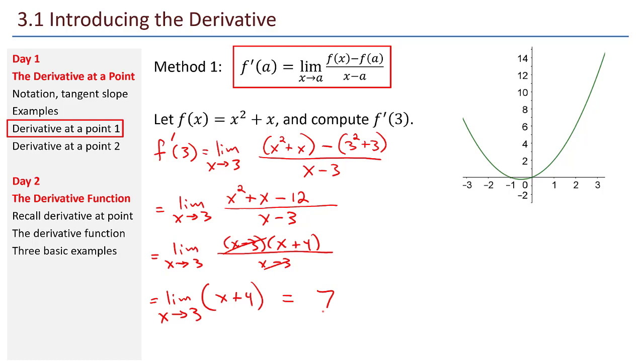So in this graph, if I were to draw that tangent line in there, that tangent line has a slope of 7.